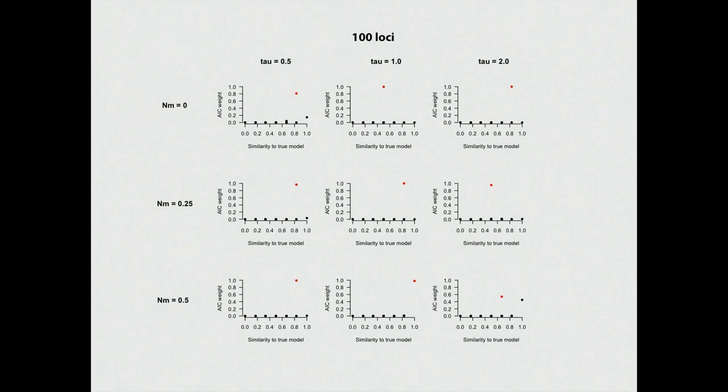So on the upper left-hand plot, the true model is shown in red. Yeah, the red dot is the highest weight model, whatever the truth of that is. So there's some model that's not the generating model that has an AIC weight of 0.8.